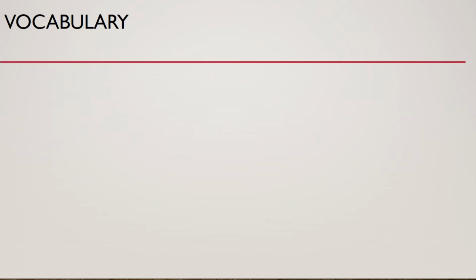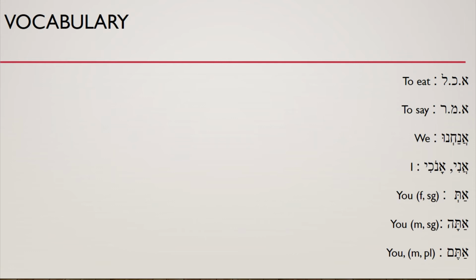As usual, we will start off with the vocabulary. In the first column, we have the following words. We have the verb achal, which is eat, amar, say. We have the subject pronoun anachnu. We also have ani or anochi, which is I. We have at with a shava, which is you, feminine singular, and we have ata, which is you, masculine singular.